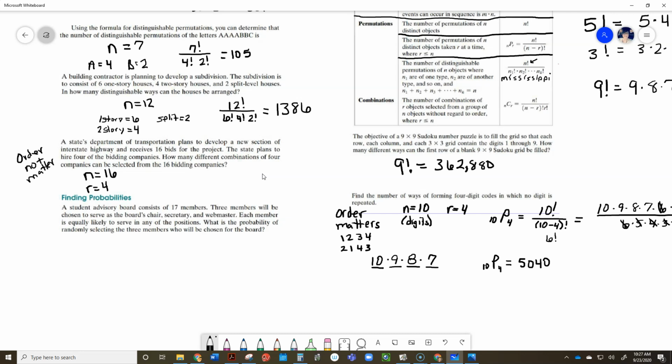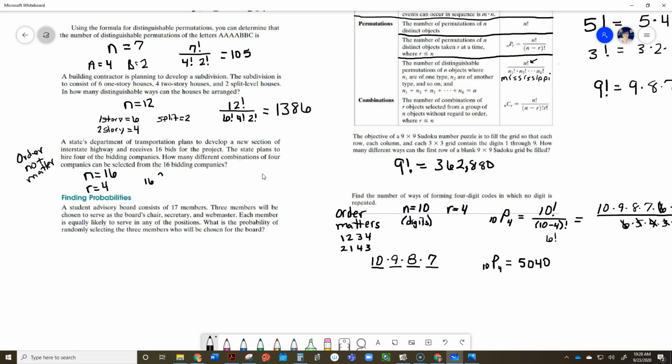I just have 16 things. I'm going to pick 4 of them. And it doesn't matter whether I picked company A first or company B first. There's no advantage to being picked first. As a matter of fact, I may just throw all 16 of them in a hat and reach in and grab 4 all at the same time. That's another example of order not mattering. There's no distinguishing characteristics between being picked first versus being picked fourth. So since order does not matter, it's a combination.